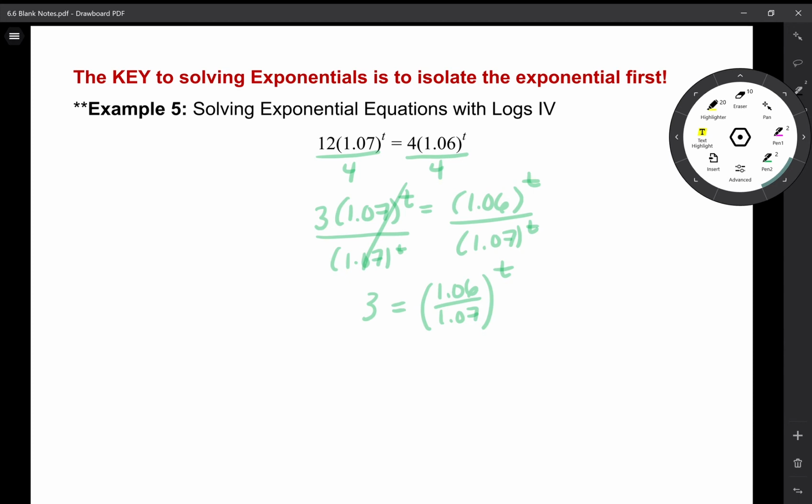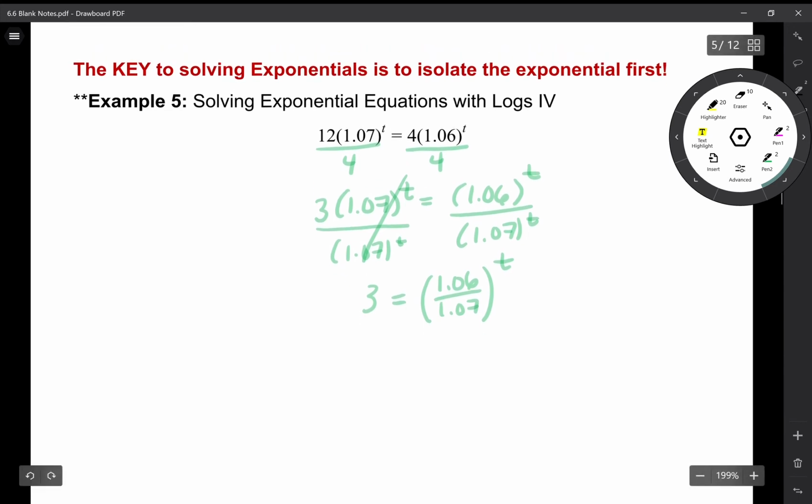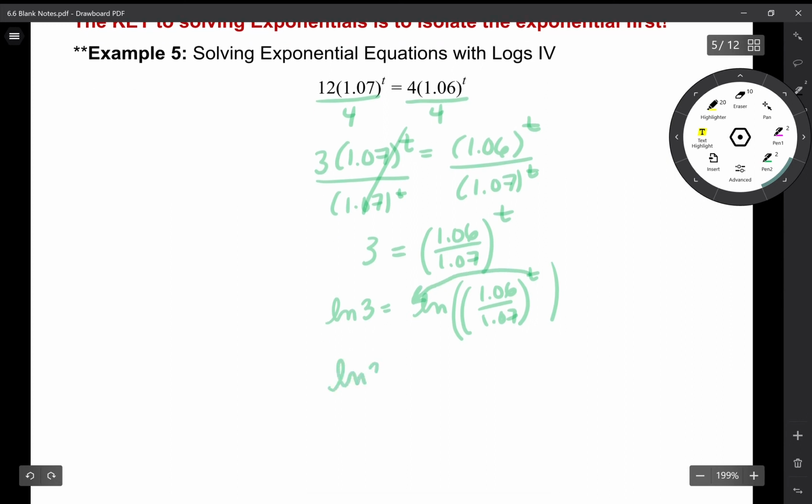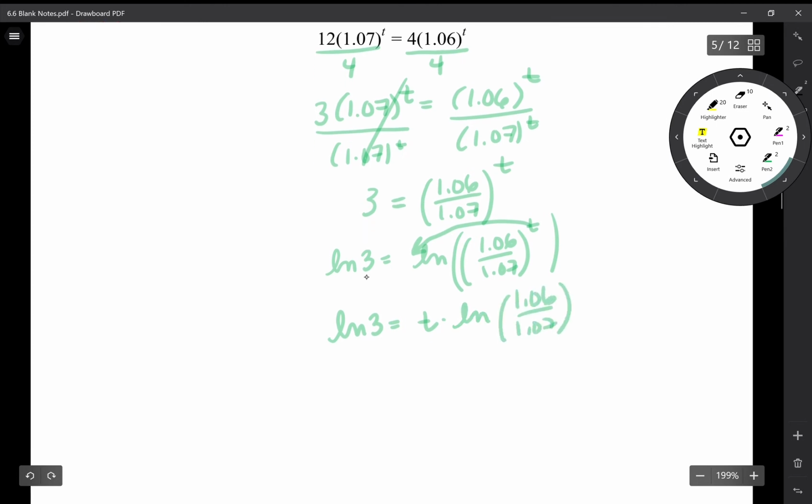I've been using log base 10. Let's use natural log on this one. The natural log of 3 equals the natural log of 1.06 over 1.07 to the t. Using the exponent, that brings the t out front. So the natural log of 3 equals t times the natural log of 1.06 over 1.07. So we're going to divide both sides by that natural log of 1.06 over 1.07.